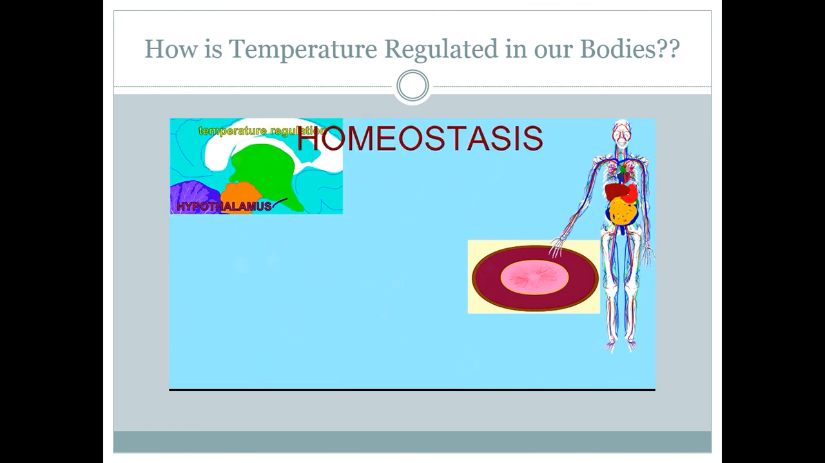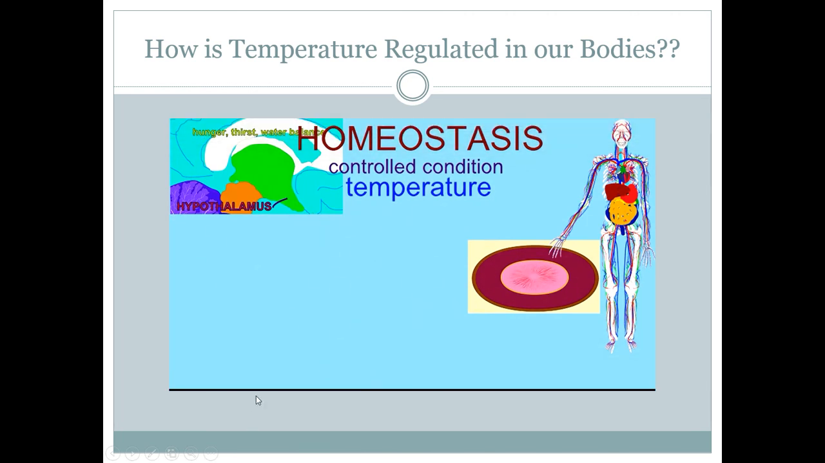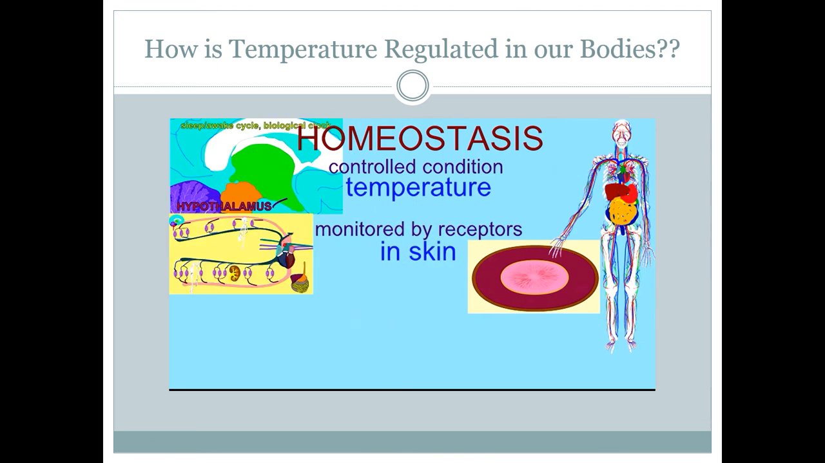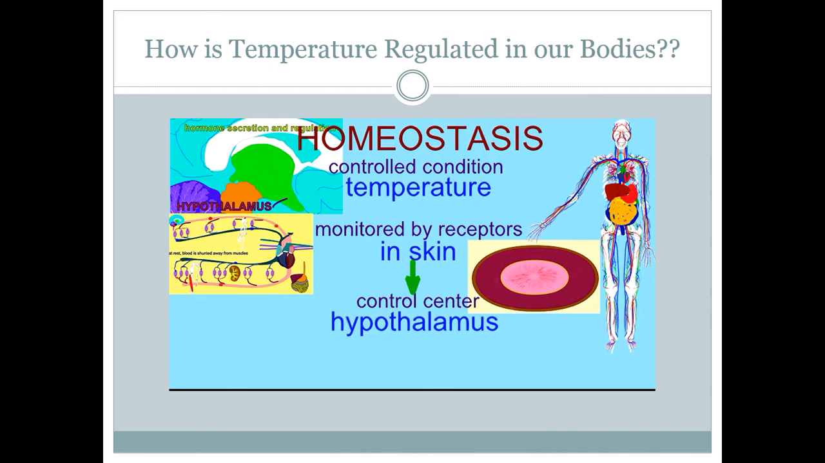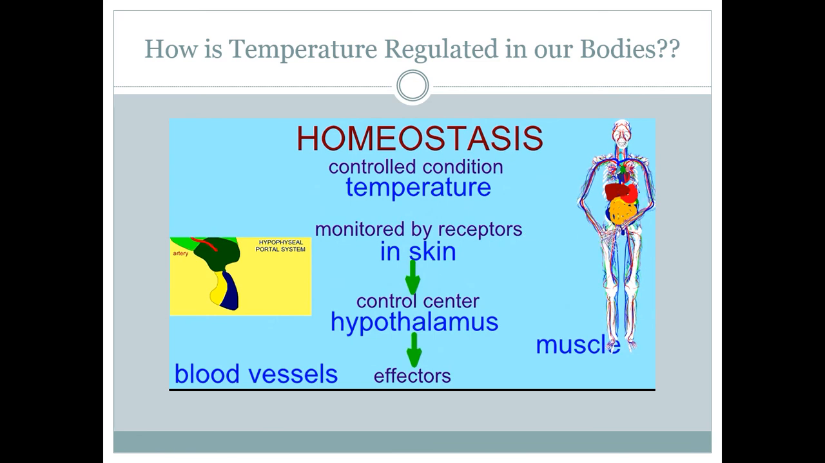If body temperature were to decrease, receptors would detect this, and then the hypothalamus would direct the vasoconstriction of blood vessels going to the skin so that blood would be directed deeper into the body so that heat would not be lost. The hypothalamus would then produce hormones, which would ultimately cause the contraction of skeletal muscle, which would generate heat and help restore body temperature to normal.